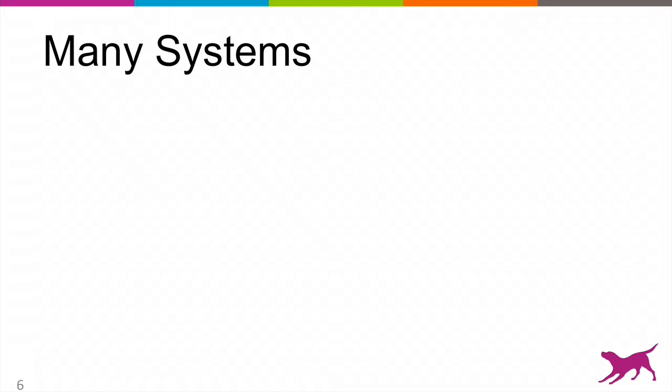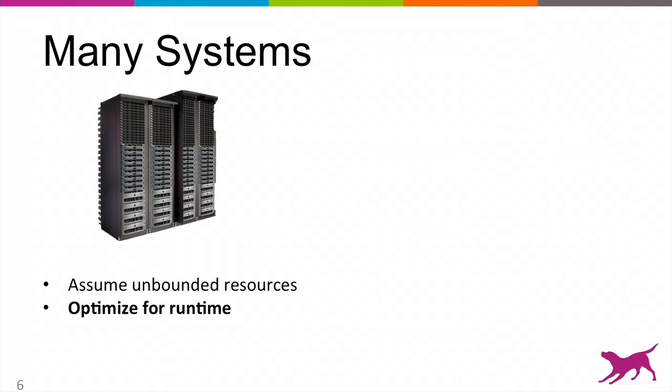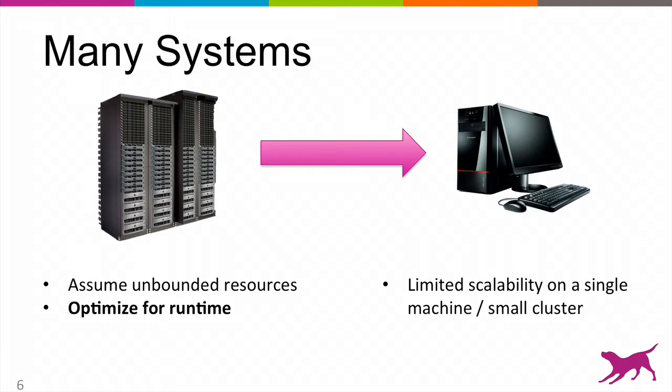So many systems, at least looking at computation, right? Well, I did a lot of this as well, large distributed computation. We begin by assuming unbounded resources, and we optimize for runtime because that's what makes papers. You go faster and faster and faster, try to go as fast as you can, right? But what happens then is that what was built does not work very well on one machine. You end up with limited scalability on a single machine or a small cluster, even as the single machine gets increasingly powerful now with GPUs and so on.